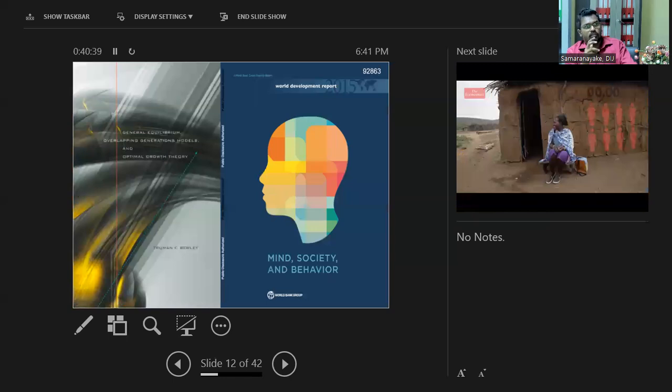And then we have these two books as well. The first one is General Equilibrium, Overlapping Generations Models and Optimal Growth Theory, which covers the new classical growth theories. And then the World Development Report, Mind, Society and Behavior, right? That's also important material for us.